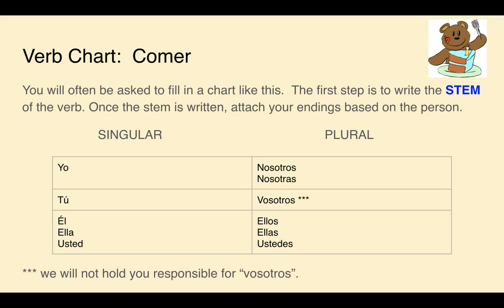Now let's do the same thing with an ER verb, the verb comer, to eat. Take a moment, pause the video, and fill in your stem. Pause it now. Okay, hopefully you wrote in the stem of com, C-O-M, for all of the verbs. Next, you're going to have to put on your verb endings. Once again, feel free to pause the video while you write down your verb endings.